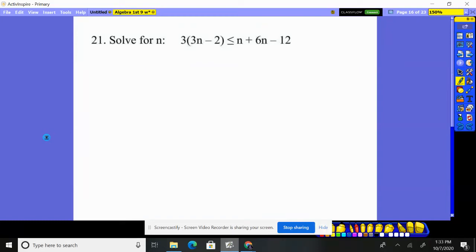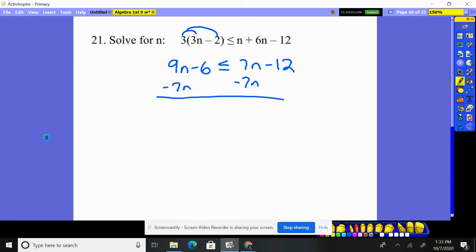21, it is an inequality. Solve it just like an equal sign. So I'm going to distribute my 3 through. I get 9n subtract 6 less than or equal to n plus 6, 7n minus 12. Now move my variable over. 2n minus 6 less than or equal to negative 12.